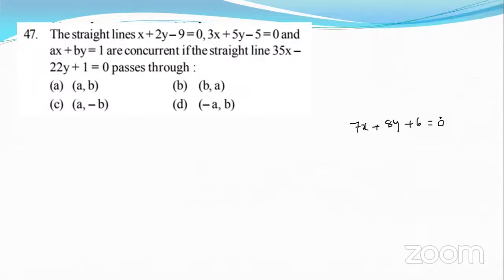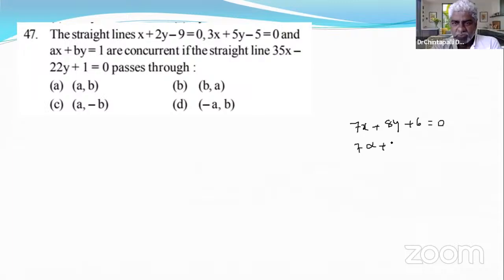If we get an equation like this, 7 alpha plus 8 beta plus 6 is equal to 0. 7x plus 8y plus 6 is equal to 0 is an equation. For example, if we have a statement like 7 alpha plus 8 beta plus 6 is equal to 0, then our comment on this statement is, the line 7x plus 8y plus 6 passes through the point alpha comma beta.